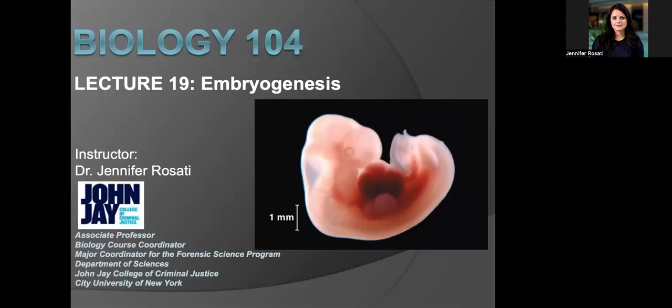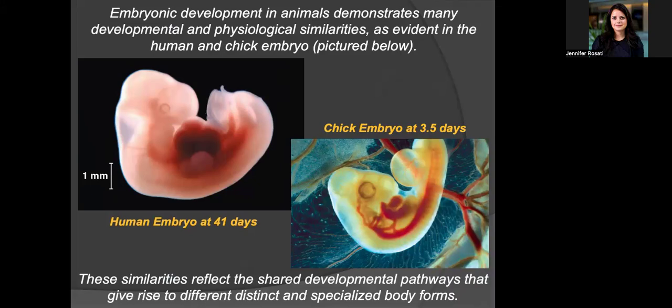Chapter 19, where we will go over the process of embryogenesis. Embryonic development in animals demonstrates many developmental and physiological similarities. This can be seen in the similarities between the human and chick embryo pictured below. Many times these similarities reflect shared developmental pathways. However, these shared developmental pathways can also diversify and give rise to different, distinct and specialized body forms.